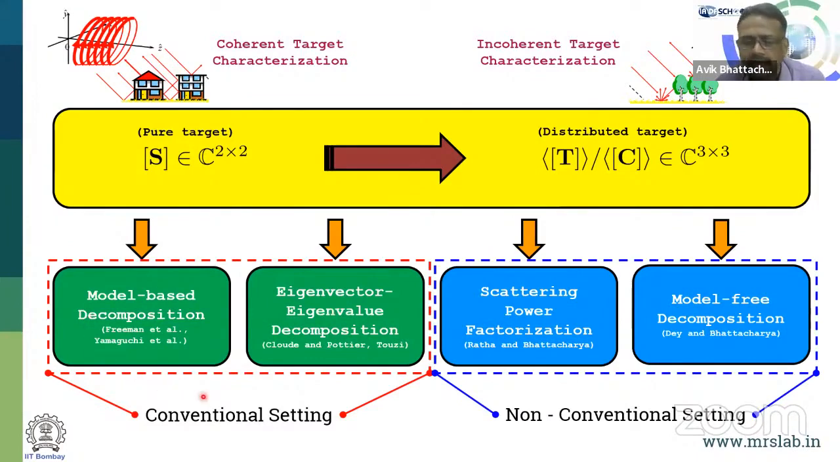These I call the conventional set. The other two, in blue, I call the non-conventional set. One is called the scattering power factorization. Unlike decomposition, which is meant over here, this is a factorization process. And the other one, unlike the model-based decomposition, which of course fits into a model, I call model-free. I don't need a model as such over here.